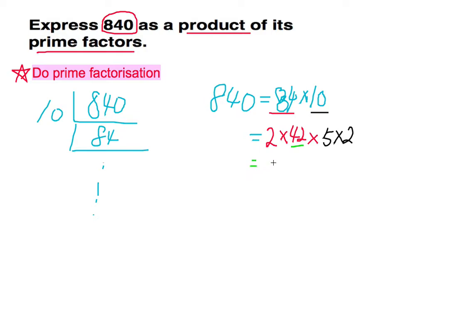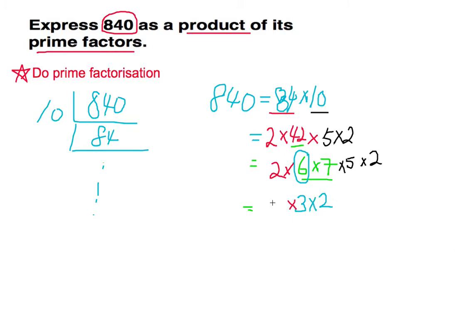So 42 is actually 6 times 7. Then the rest remains, times 2, and then times 5 times 2. Now we want to break down this 6 and 7. 7 is a prime, but 6 is not a prime. So 6 we can break down to 3 times 2, and then the rest remains, times 5 times 2.